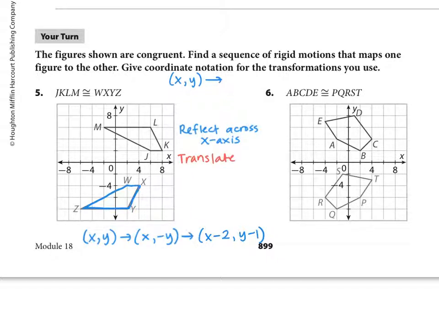So I translated it. Here's my description. Translate left 2 down 1. And that's it. So I have my description of my sequence of transformations here. I have my rules right here. Try number 6. Again, it is tricky, but make sure you have down the rules and the descriptions. And in a few seconds, I will have the solution, or at least my solution, what I come up with here.